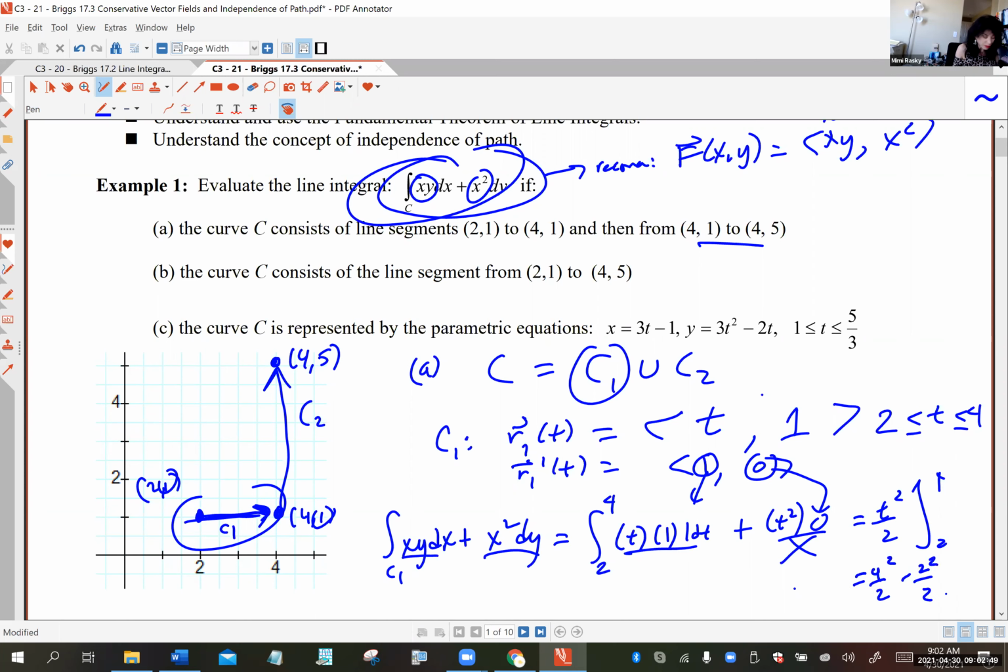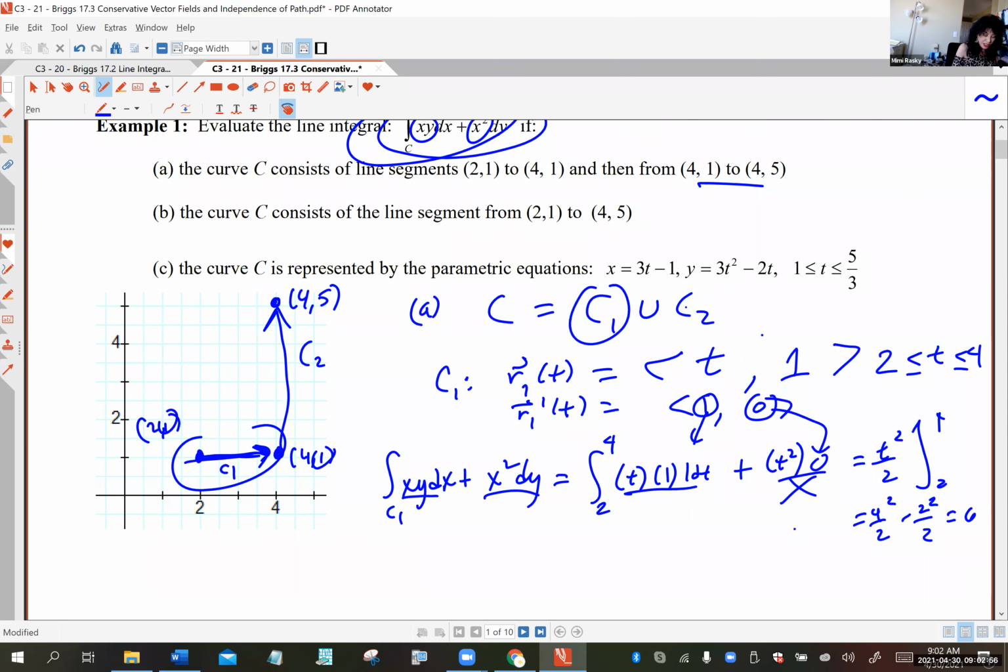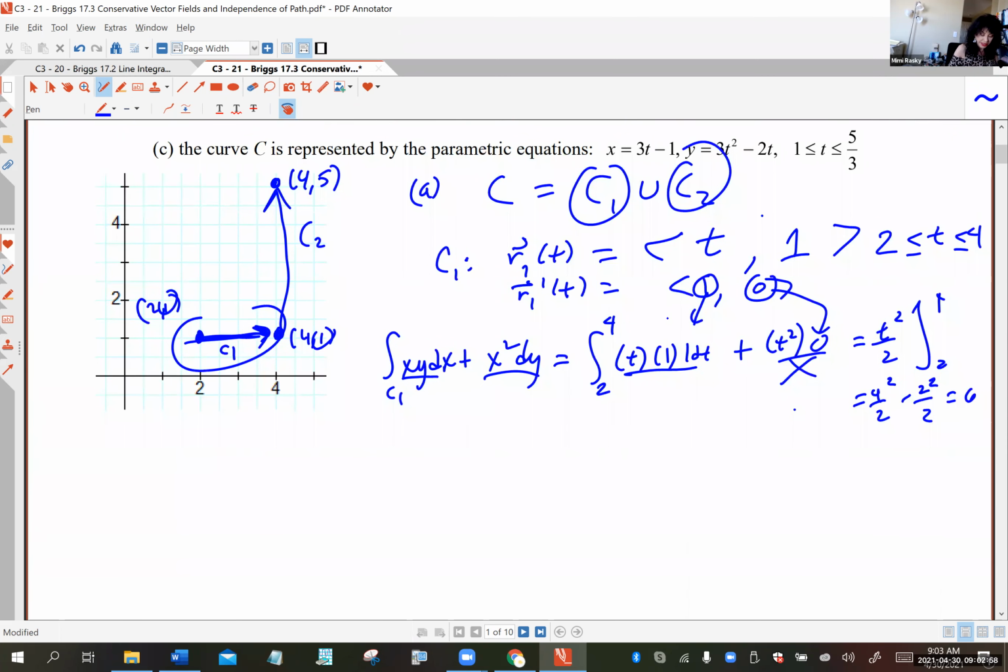So what's 4 squared over 2 minus 2 squared over 2? Well, I get 6, but you're not done because you need to do the other leg of the journey, the C2 portion.